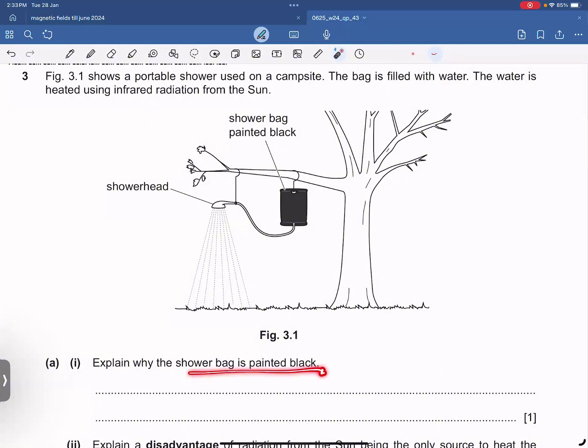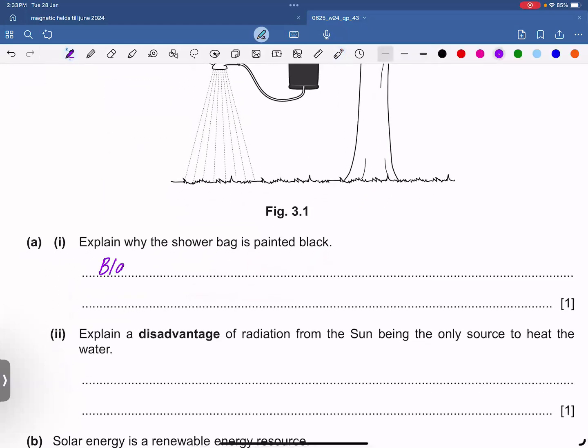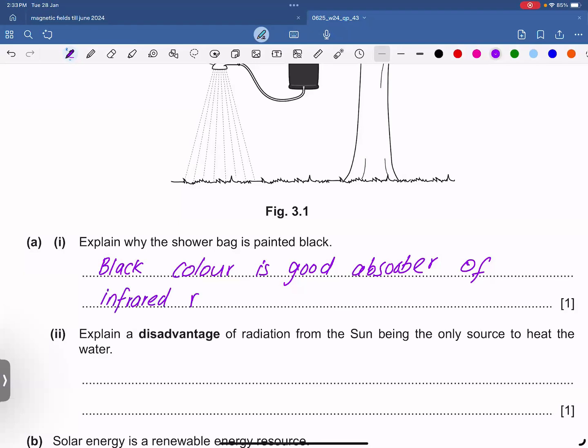You all know the black is a good absorber of thermal radiation or infrared radiation. So black color is a good absorber of. Don't forget to write the name of radiation, so absorber of which radiation? Either say thermal or say infrared radiation. Don't forget to write the name thermal or infrared radiation.